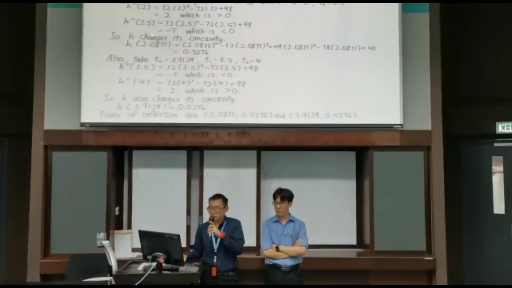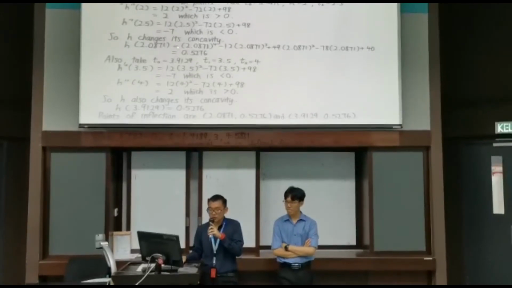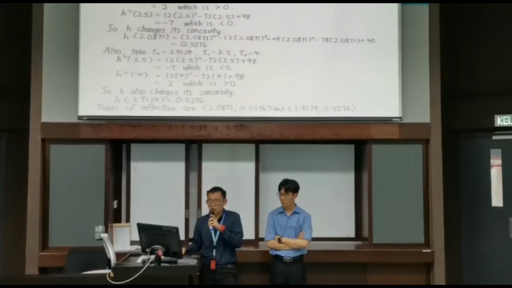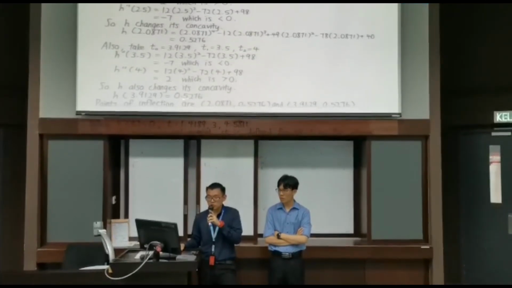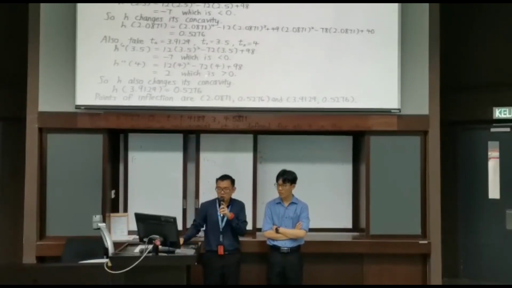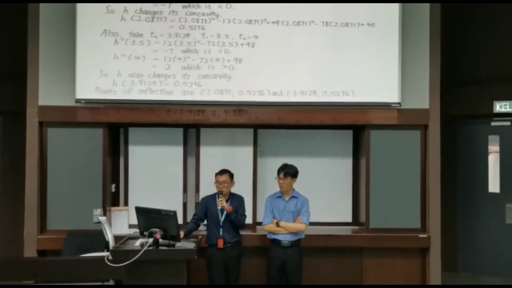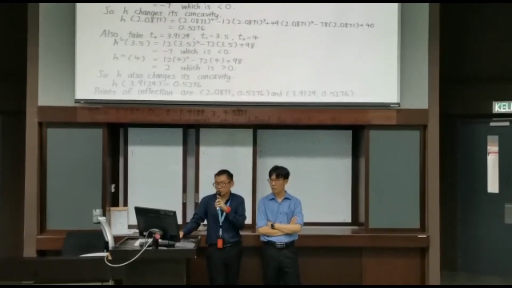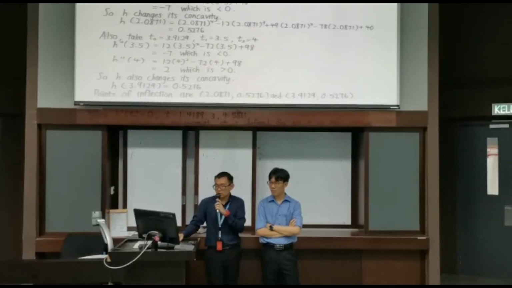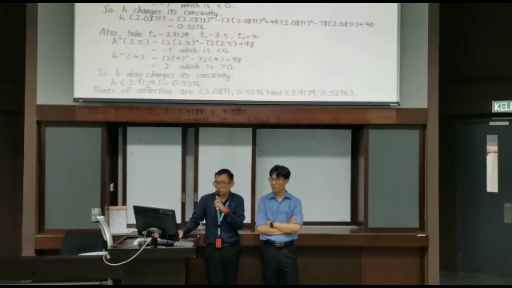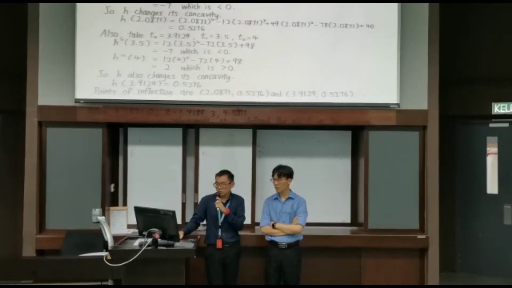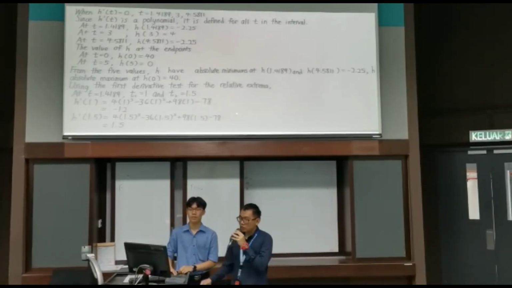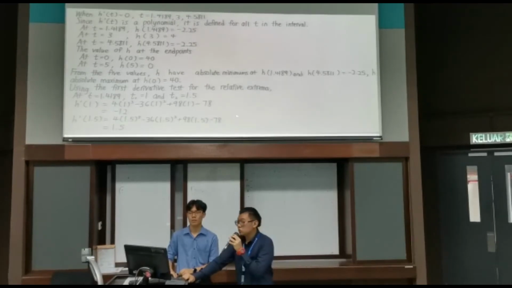Then when we sub the 2 points, which are 2.0871 and 3.9129, into the equation, we get 0.5276 and 0.5276. They are the same. So finally, the points of inflection are 2.0871 and 0.5276, and another point of inflection is 3.9129 and 0.5276.